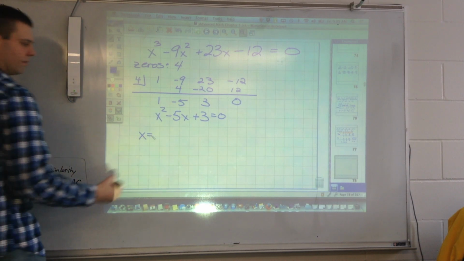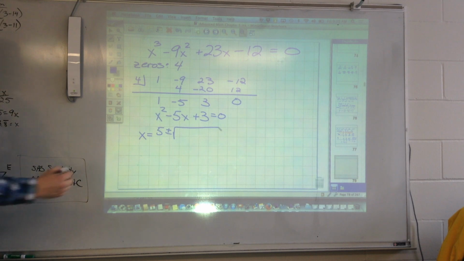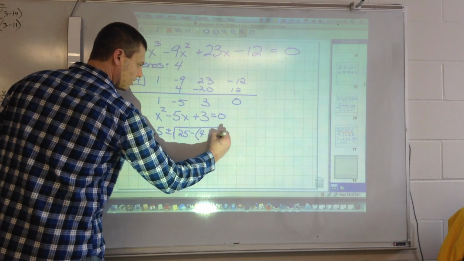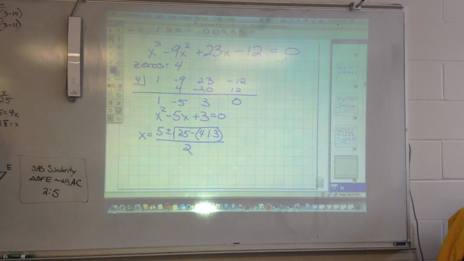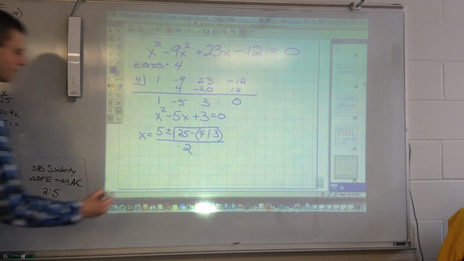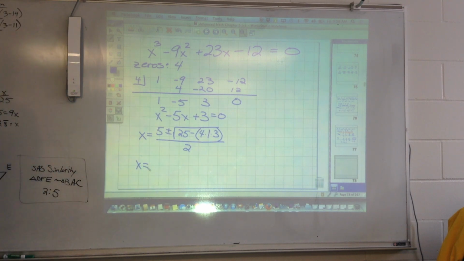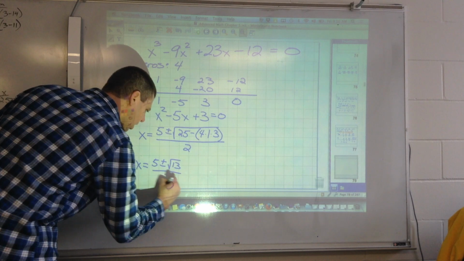X equals the opposite of b, plus or minus square root, b squared, so 25, minus 4 times a times c, all over 2a. So in this case, 2 times 1. So negative b plus or minus square root b squared minus 4ac all over 2a. 25 minus 12 would be 13. Can you simplify the square root of 13? No. Nope. So I'll leave it as 5 plus or minus the square root of 13 all over 2.